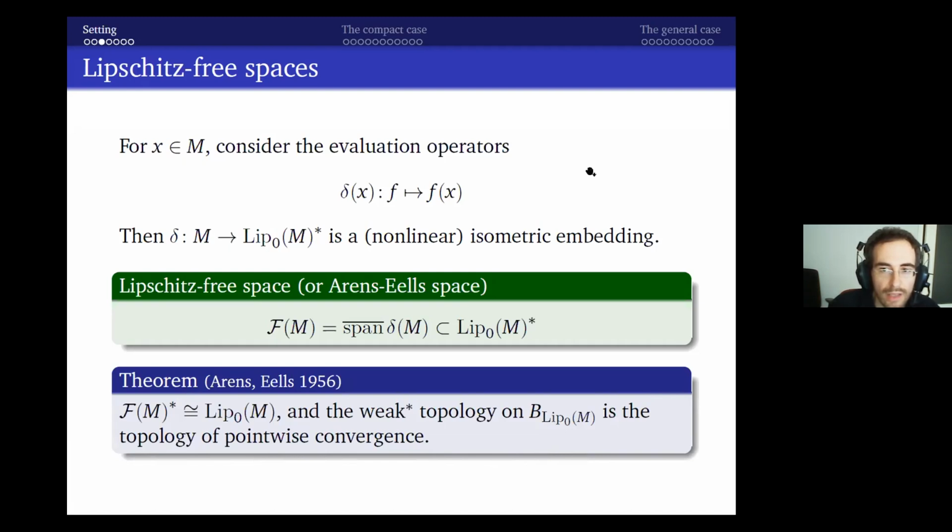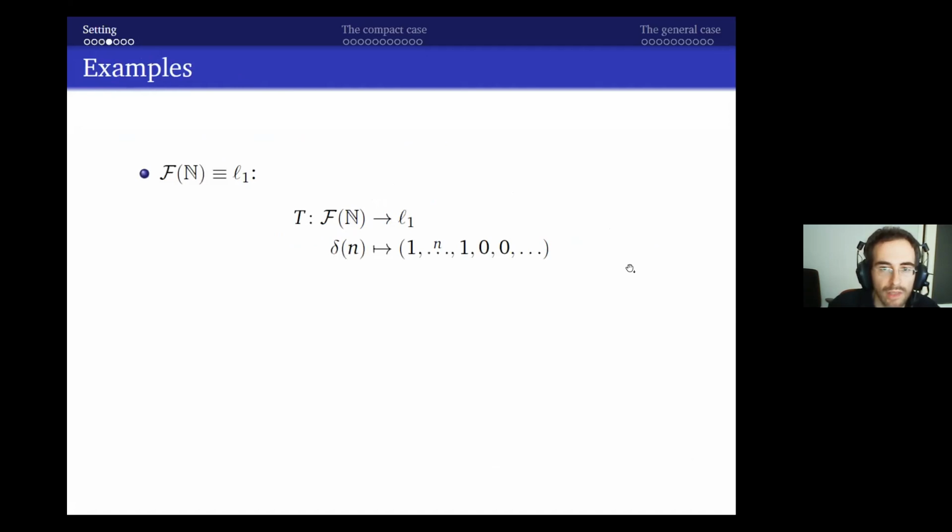Just to take a brief look at how these spaces look, let's look at two important examples. First of all, if the metric space is just the natural numbers as a subspace of the real numbers, then the free space is just little L1. And this is the isometry that shows that. We just take any point n into the corresponding element of the summing basis of L1.